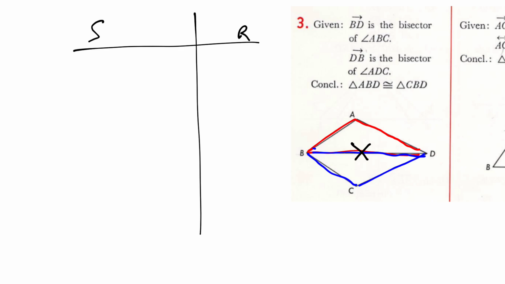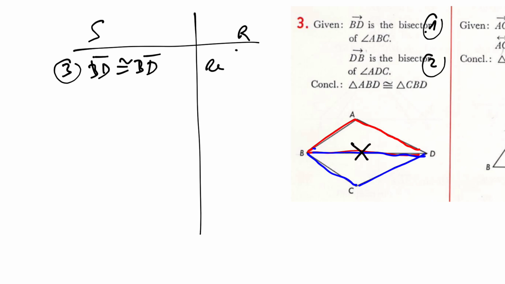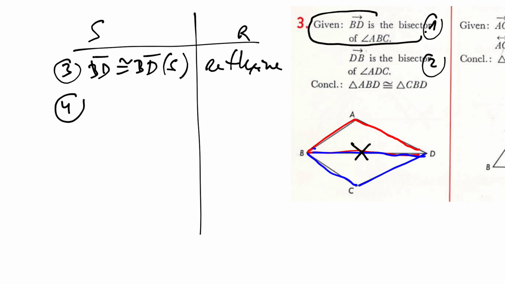So besides the given, which is, I say step 1 and step 2, I'm not going to rewrite the given. Step 3, why not just get that in there already? BD is congruent to BD, reflexive. And I can put like an S here to say that's one side. Now, maybe this is going to be SAS, maybe it's going to be ASA. Let's see. Step 4. So because BD is the bisector of angle ABC, that means these two angles are congruent. So I can actually say that.